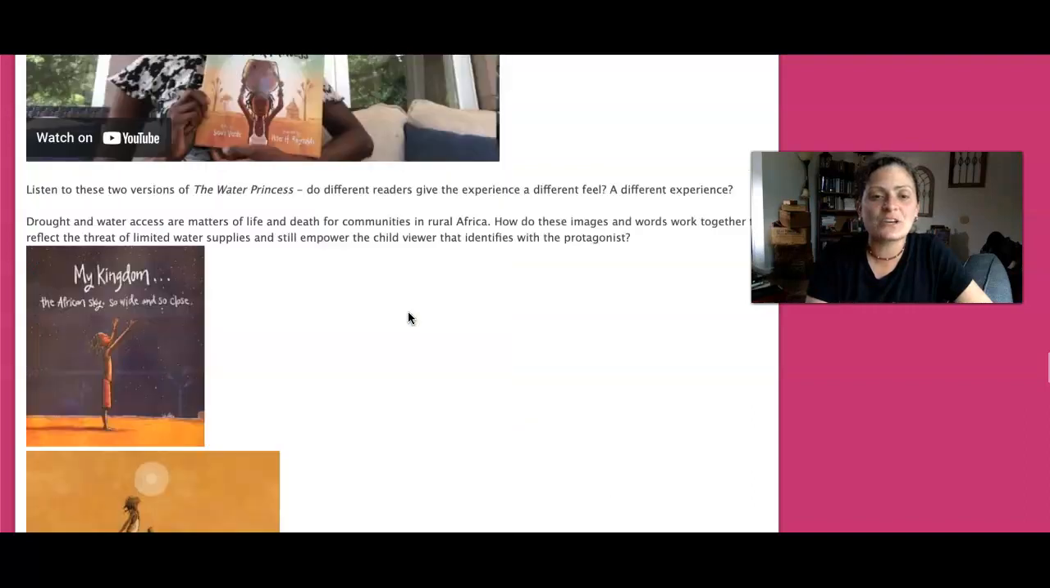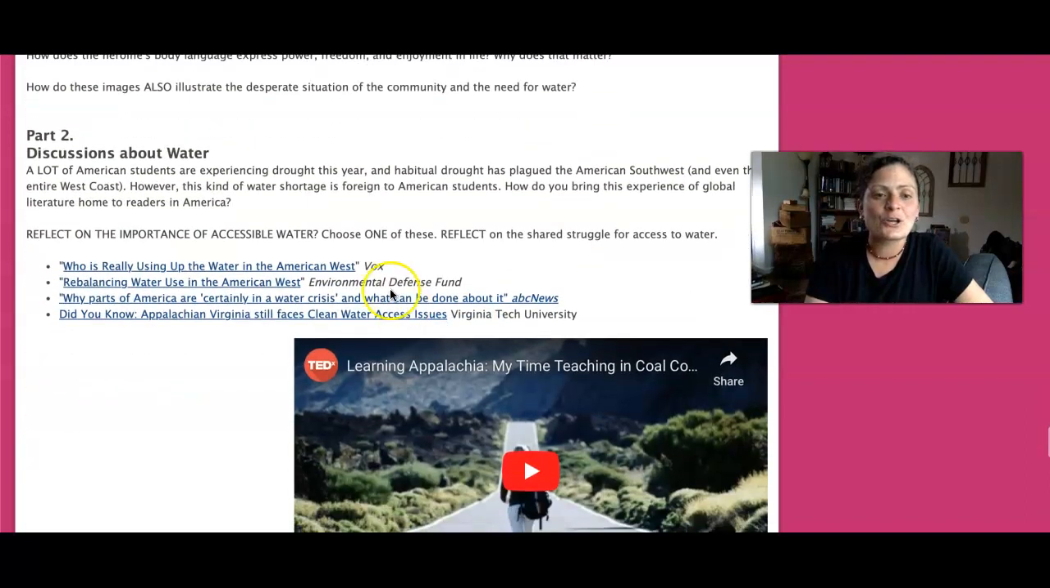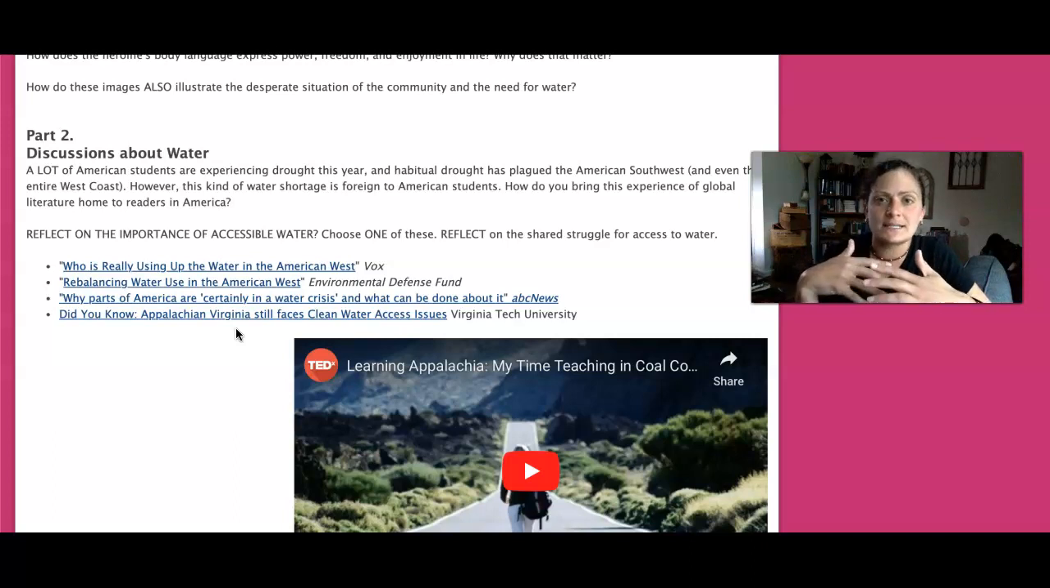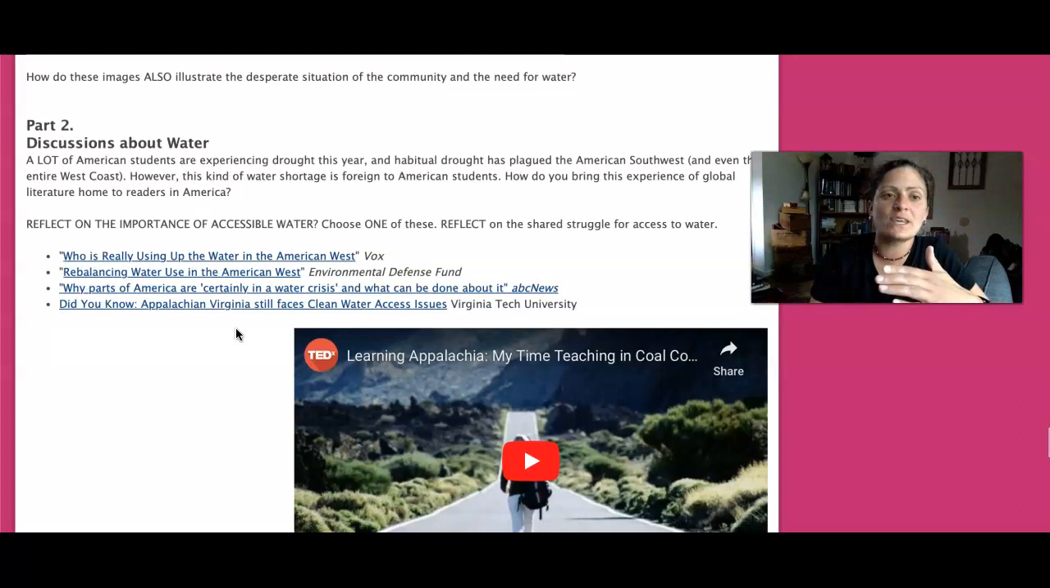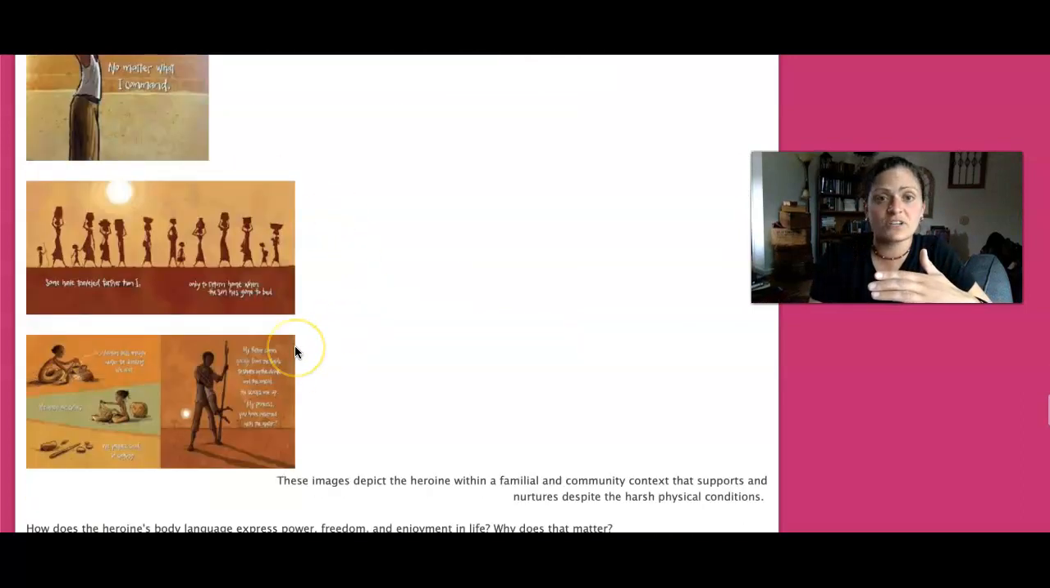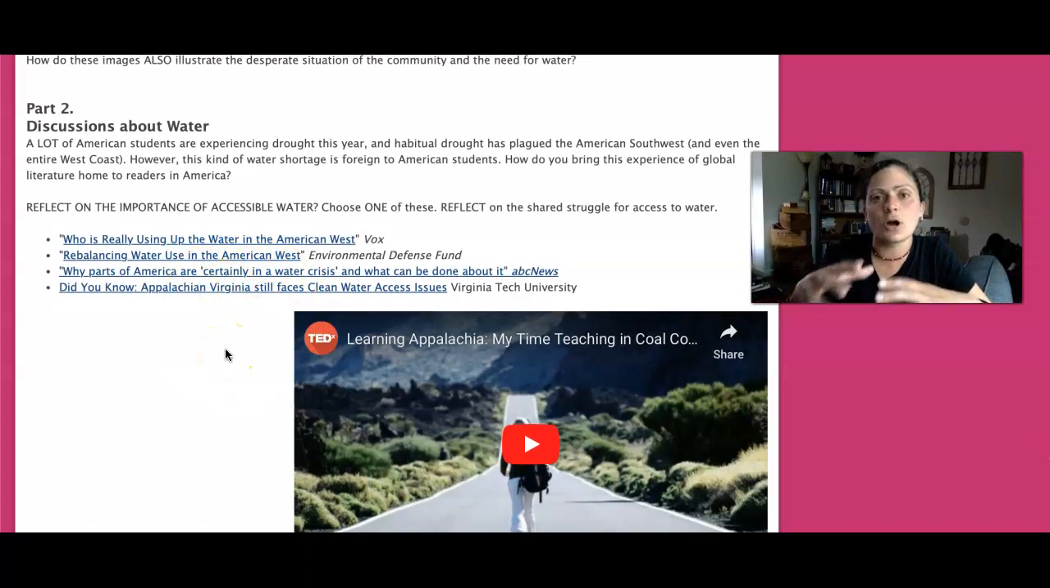So, as we are looking at it today, you can also look at texts about water and water shortages, both in the American West and here in the Appalachian region. How do we negotiate the gap between this extremely realistic fiction and the current realities of our potential students? Whether these students are in libraries and classrooms, or in our homes, how do we reach them? And how do we reach them in ways that are empowering?